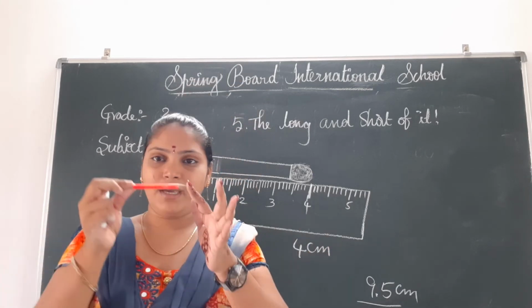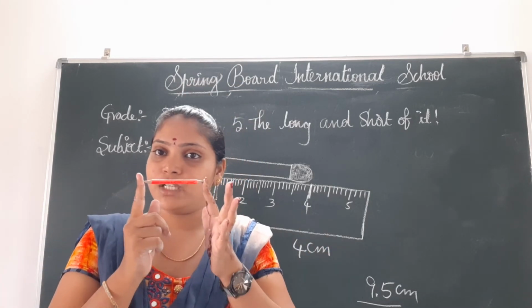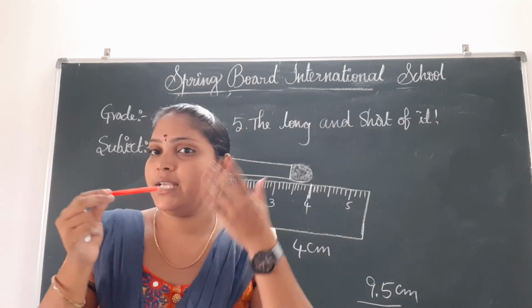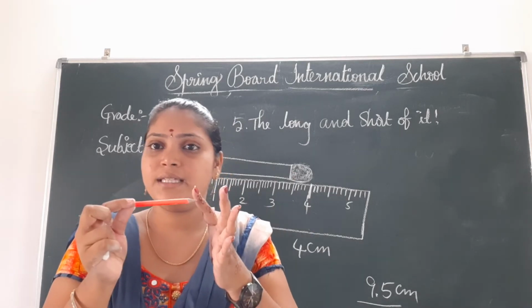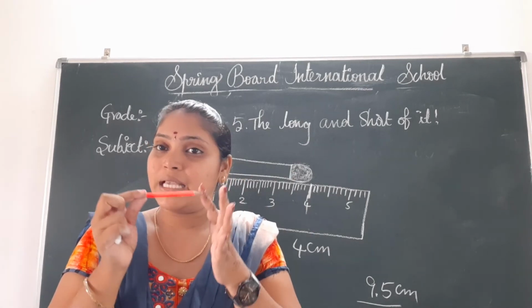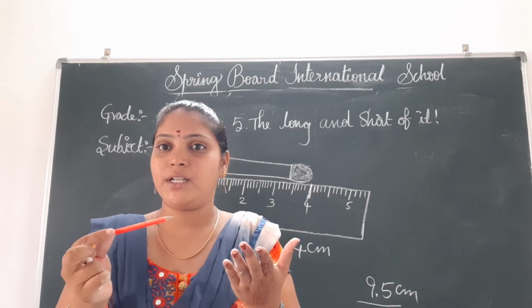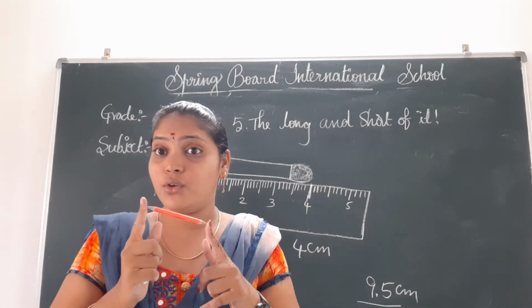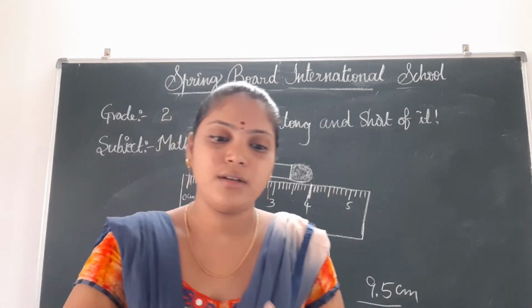So here I measured this pencil. The length of this pencil is 9.5. For example, another person measures this pencil. The length of this pencil is 9.5 centimeters only. Why? Here we are using a fixed measurement.